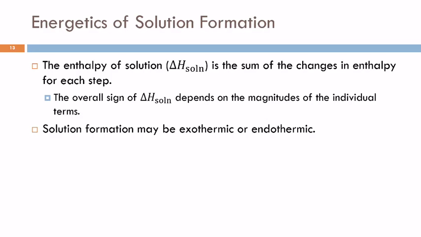So if we look at the enthalpy of solution, the energy change when the solution forms, it's the sum of the changes for each step. And whether that overall sign is positive or negative depends on the magnitude of the individual changes. So solution formation can be exothermic or endothermic. When you mix 2 things together and the solution gets cold, it's absorbing energy from the surroundings. That's an endothermic change. Some things you mix together and they get hot, and that is an exothermic change.